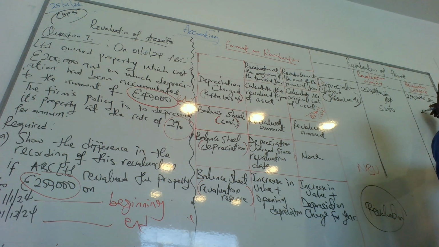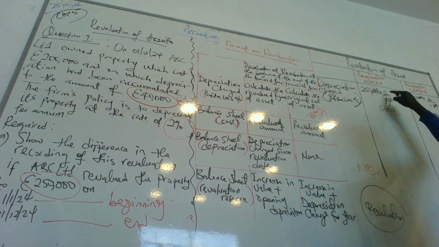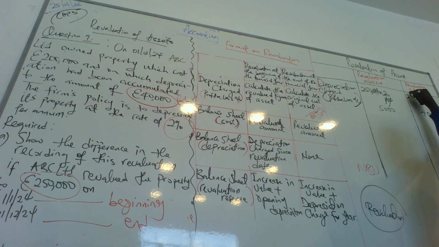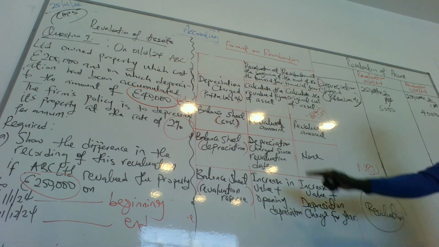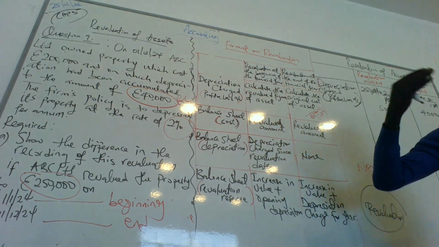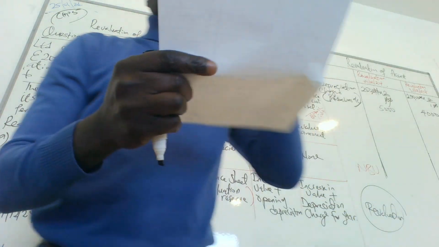The first cost is the original. At the end of the year, you charge the historic cost. At the beginning of the year, the revalued figure. What's historic cost? Historic cost is the cost of the assets, the amount, the value you bought it.